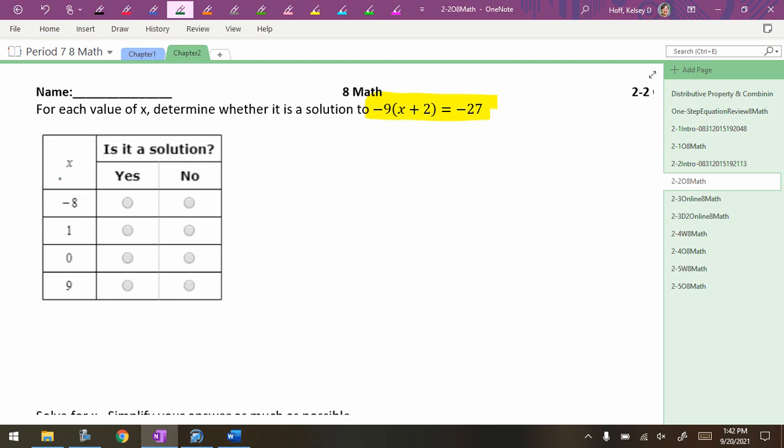What's a way I could decide whether or not it's a solution without solving the equation? What does it mean for it to be a solution? Why would I ever say, yes, this is a solution? What would have to happen? Or why would I ever say, no, it's not a solution?